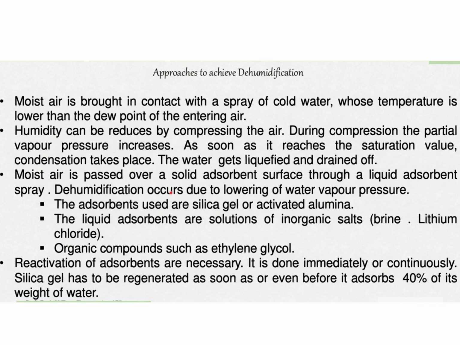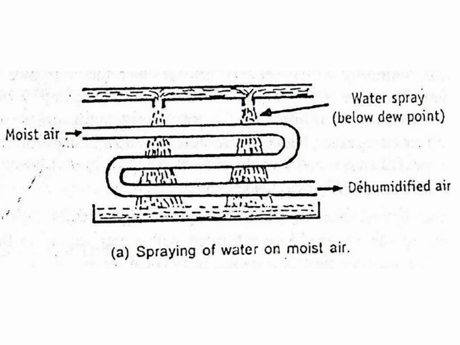Moist air is passed over a solid adsorbent surface or through a liquid adsorbent spray. Dehumidification occurs due to the lowering of water vapor pressure. The adsorbents used are silica gel or activated alumina. The liquid adsorbents are solutions of inorganic salts, or organic compounds such as ethylene glycol. Reactivation of adsorbents is necessary. It is done intermittently or continuously. Silica gel has to be regenerated as soon as or even before it absorbs 40% of its weight of water.